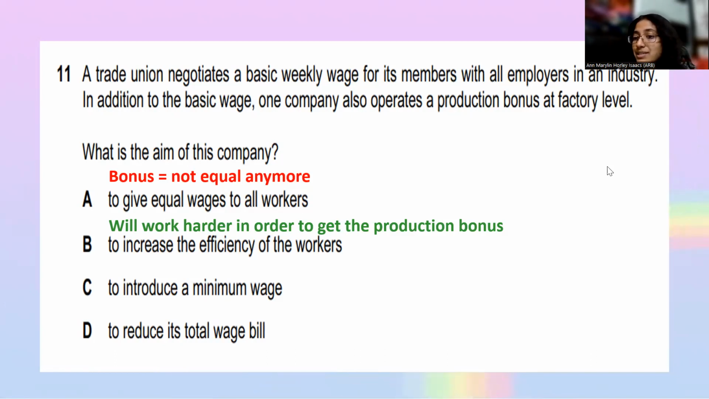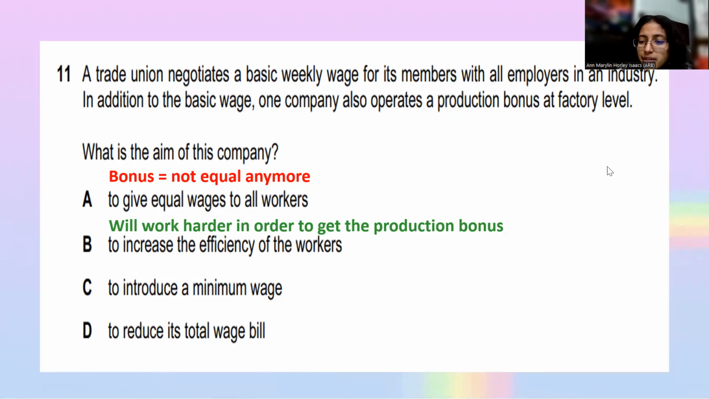You as a firm see good production, high production, good quality production. And as the employee, they are rewarded at the end of the month when they get their bonus, okay, which is a monetary compensation. To introduce a minimum wage: a basic weekly wage is not a minimum wage.